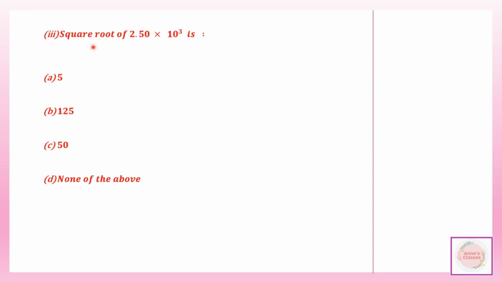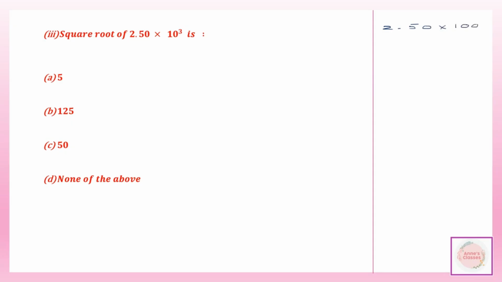Question 3. The square root of 2.50 into 10 to the power of 3 is which of these answers? So first we have to work out this 2.50 into 10 to the power of 3. 10 to the power of 3 means 1 followed by 3 zeros.